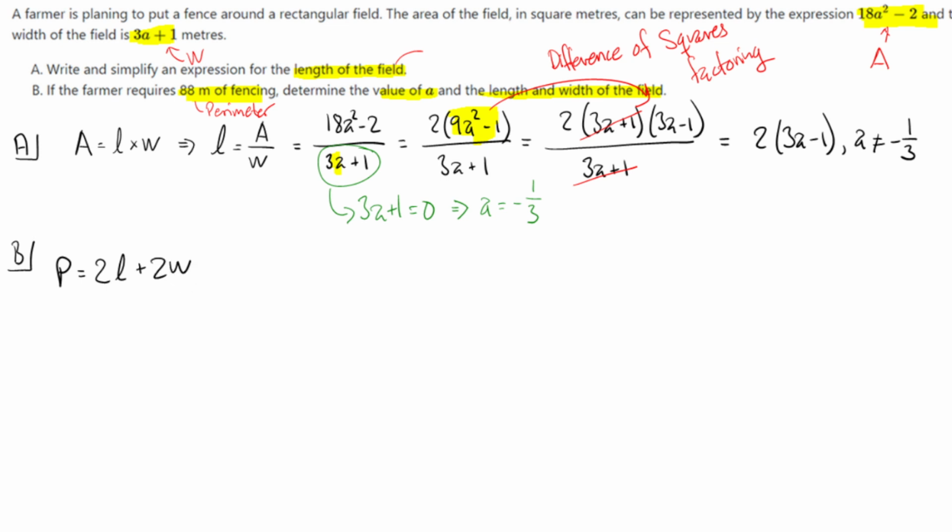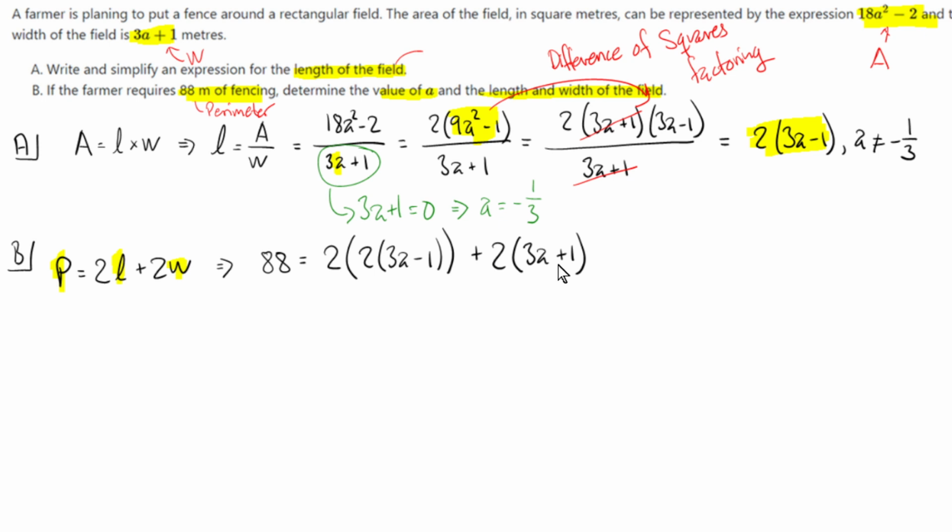Here we know the perimeter. The perimeter is 88 meters. We have an expression for the length, that's what we just determined up here. And we do have an expression for the width as well that's given to us up here. So we're going to plug in those expressions. So perimeter was 88 equals 2 times the length. So we're going to use this simplified expression here. So it's 2 times 3a minus 1 plus 2 times the width. The width was 3a plus 1.